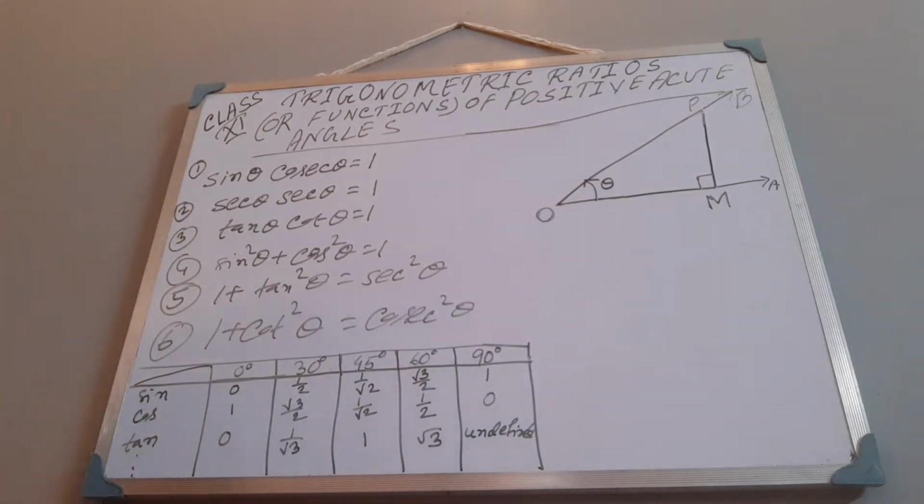Now today's topic is trigonometric ratios or functions of positive acute angles. Today we will discuss only positive acute angles, and next class, when I start the next chapter, we will discuss both positive and negative angles.